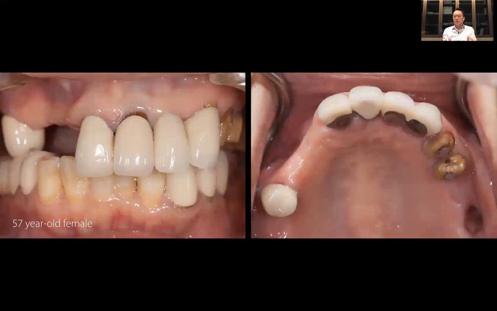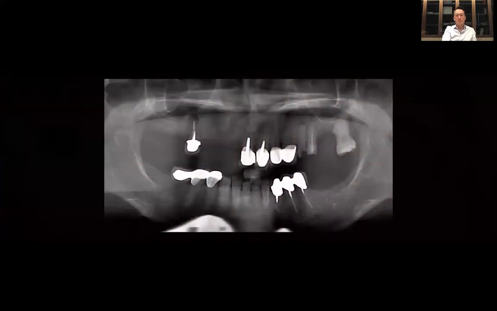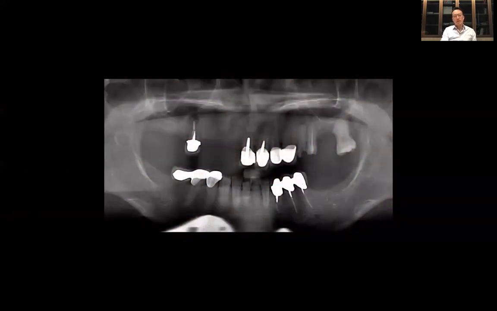First of all, let me share with you a case that I did with the static surgical guide. Let's talk about the advantages and disadvantages of this, and then we will talk about the dynamic navigation system. This was a case I did a few years ago, a 57-year-old female patient. For her maxilla, she's missing a number of teeth, and the remaining dentition are mostly compromised. This is the pre-op panoramic image, and she has 8 teeth remaining on the maxilla.